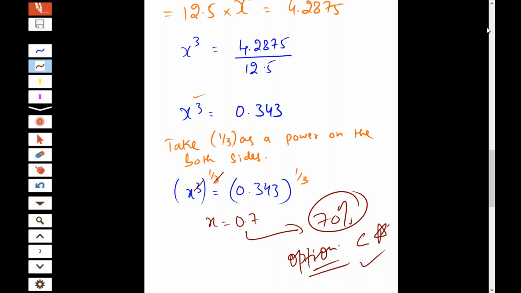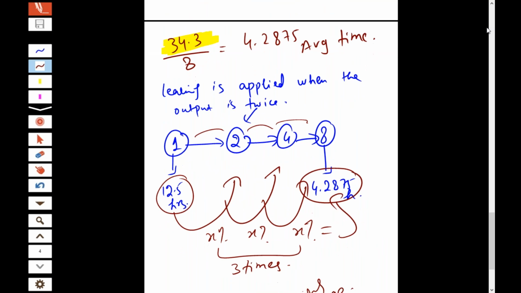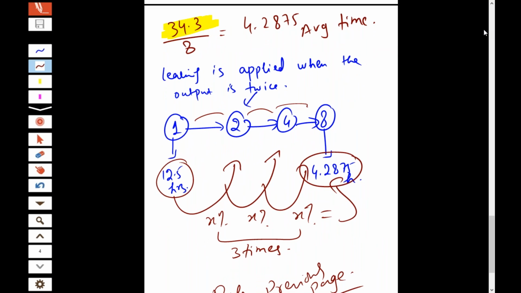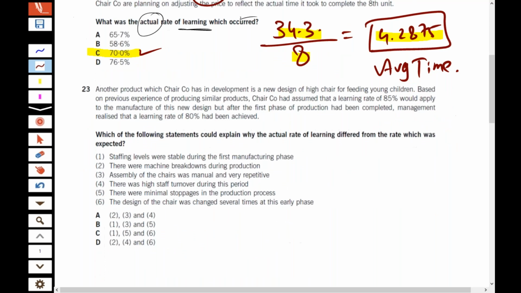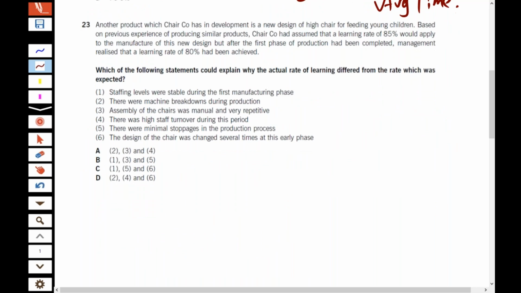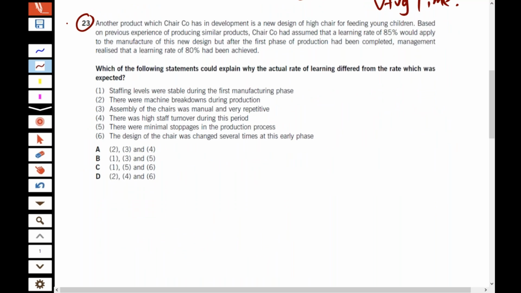Okay, students, shall we proceed? All right. The next question is a theoretical question, number 23. Hurry up, read this case.